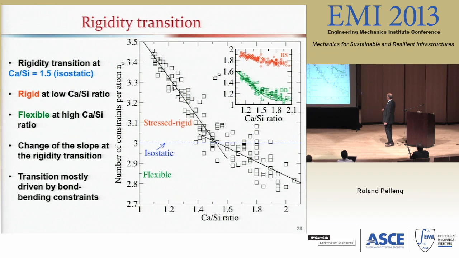So we have the C over S value here, and this is the number of constraints per atom. Remember that for an atom, the number of degrees of freedom is 3, right? The good news is, yes, at 1.5, we should be able to have an isostatic cement. Below is flexible, above is stressed rigid, and this is the contribution of the angle thing, more than the other things. And the point is, not so much the slope, but that in this region here, we should be able to have an isostatic cement.